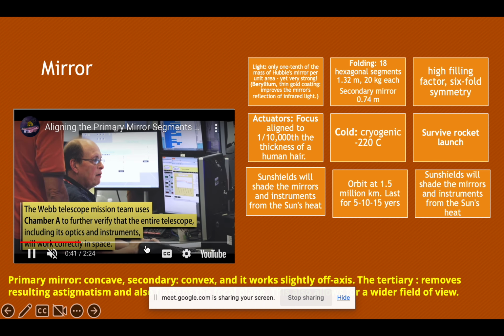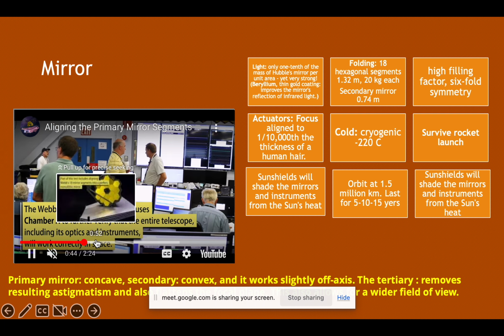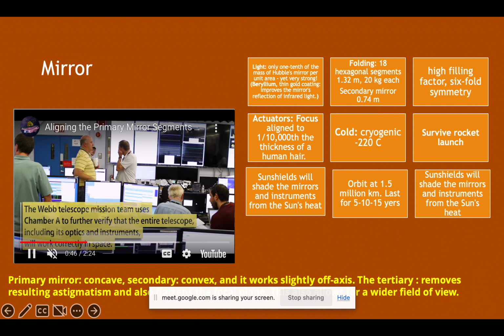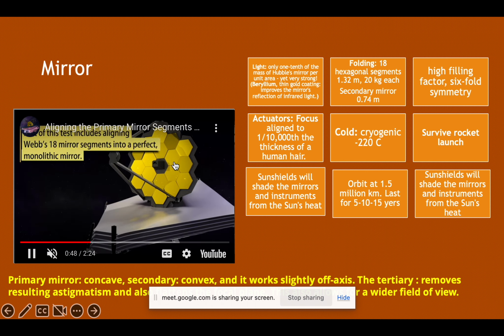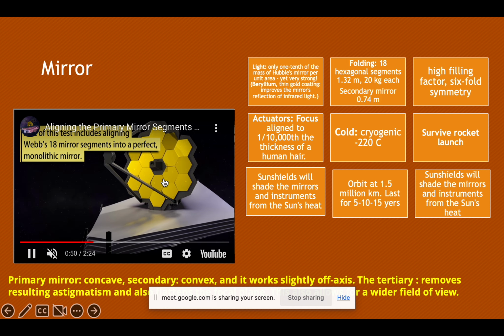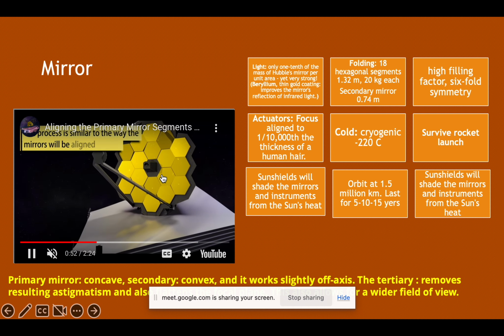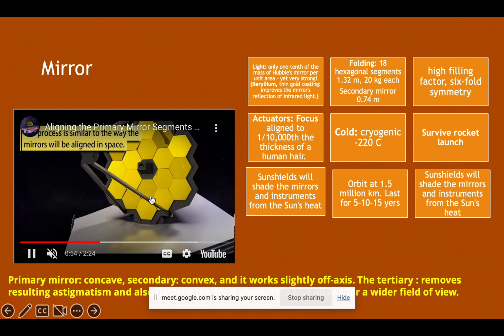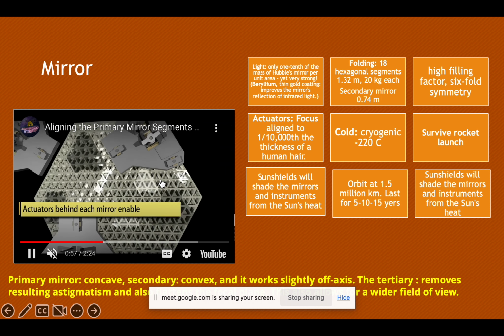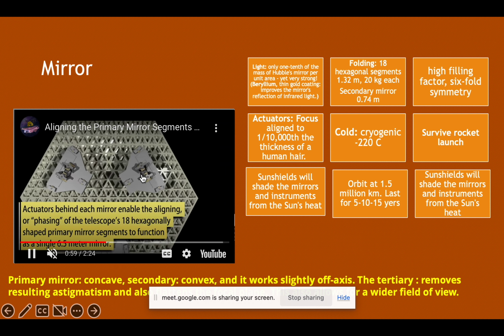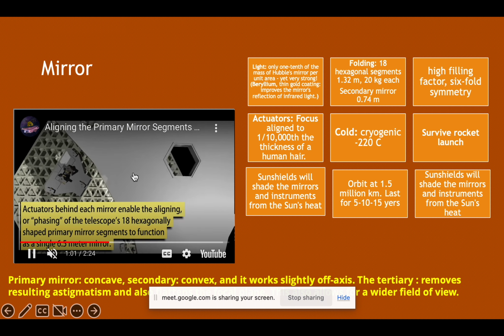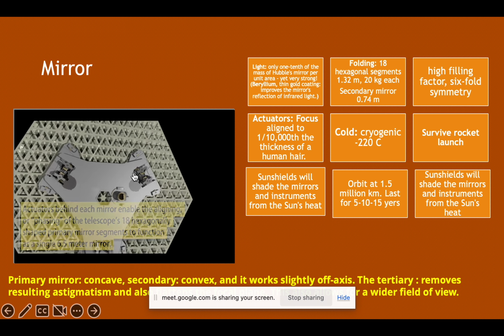So we can actually see those accentuators. I'll show that to you over here in the video. So here you can see this is your 18 segments. Together they have got to make up a single mirror, right? These are the separate pieces, gold coated. And these are the accentuators. These are placed below the mirrors, okay? So you have this hexagonal piece.